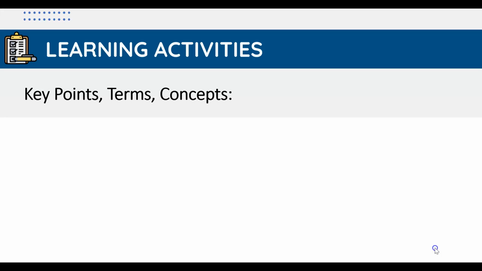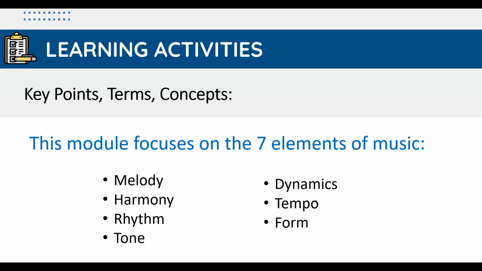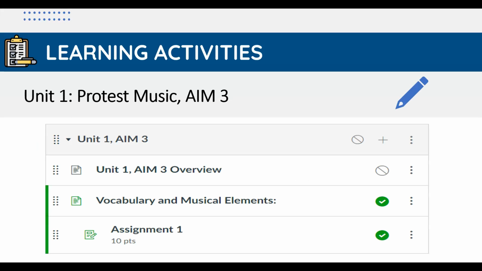Key points, terms, and concepts. This module will focus on the 7 elements of music. They are melody, harmony, rhythm, tone, dynamics, tempo, and form. For today, we have 3 sections in this aim. The first is the overview, the second is vocabulary and musical elements, and the third is assignment 1.